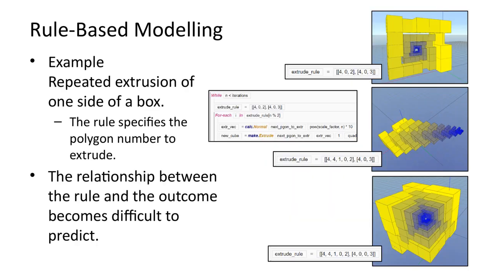Here is a more complex example of a recursive rule. The form is generated by repeatedly extruding one side of a box to generate another box. The rule is specified as a sequence of numbers, where each number represents the side of the box to extrude. The three sequences of rules that generate the three forms are shown. These rules can be specified as input parameters, so that varying the rule will vary the form. However, given a particular rule, it is difficult to predict what the outcome will be. In such a case, the process would likely be more of a trial and error exploration.